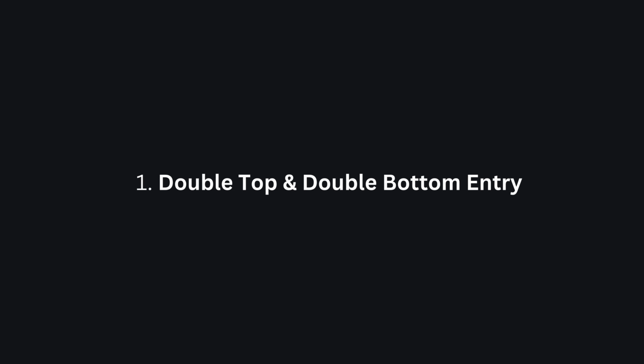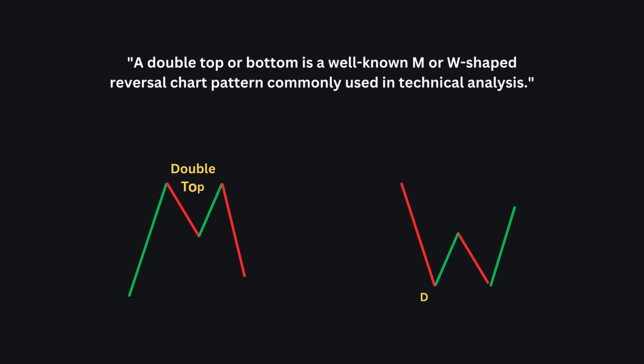Our first topic is double top and double bottom entry. A double top or bottom is a well-known M or W-shaped reversal chart pattern, commonly used in technical analysis. This pattern is not always clean, as illustrated below. It can be messy sometimes, but it does not matter whether it is clean or messy. If we have two tops and price starts falling from there, then it will work for us.